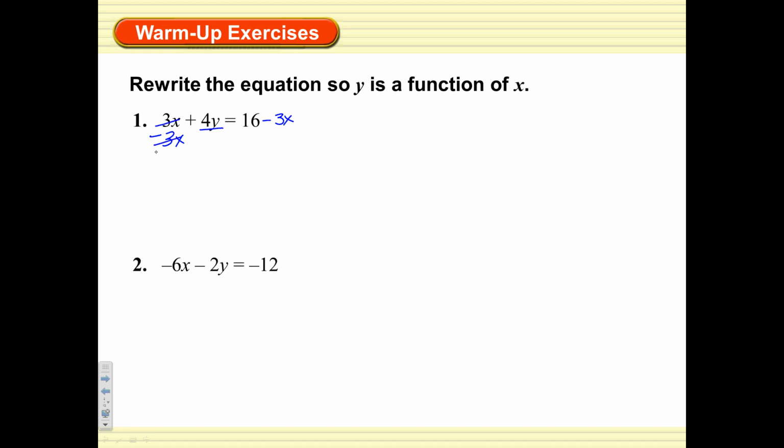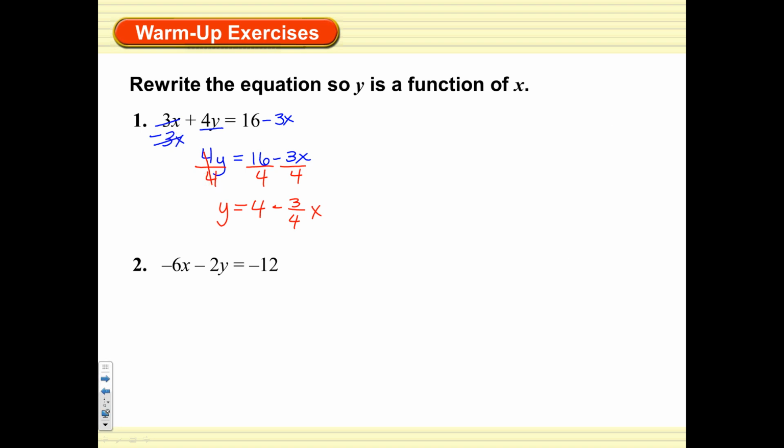Okay, positive 3x, negative 3x, add to 0, leaving us with 4y, and then over here we have 16 minus 3x. Okay, now to get the y by itself, we divide the entire equation by 4. So that means we have to divide every term by 4. So now that leaves us with one y, or the y by itself, which is what we want. 16 divided by 4 is 4, and then negative 3/4 x. Okay, that's our first answer.